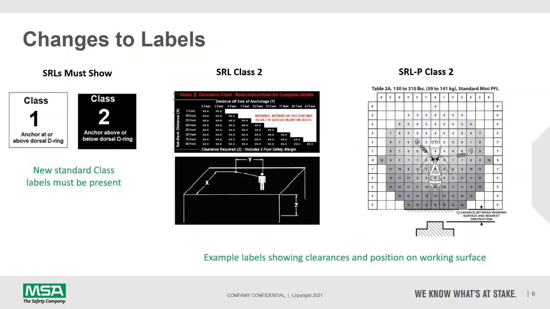Additionally, ANSI has some requirements for Class 2 SRLs as far as adding some clearance charts to the product itself. So now, not only will you have clearance charts in the user manual, but there will be some type of clearance chart for Class 2 SRLs on the SRL housing itself. Now, ANSI isn't dictating the exact format for these clearance charts. It's really up to the manufacturer. They just have to have some type of label or pictogram or visual showing clearances and position on a working surface. So that is a very new change that you'll start seeing in 2022.